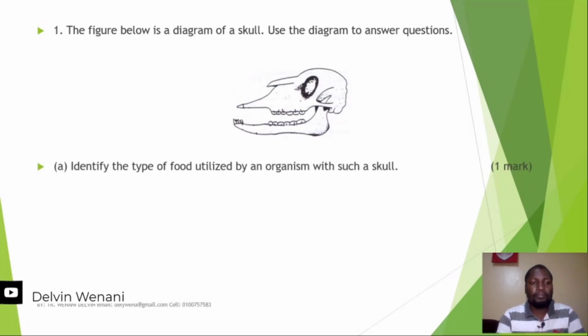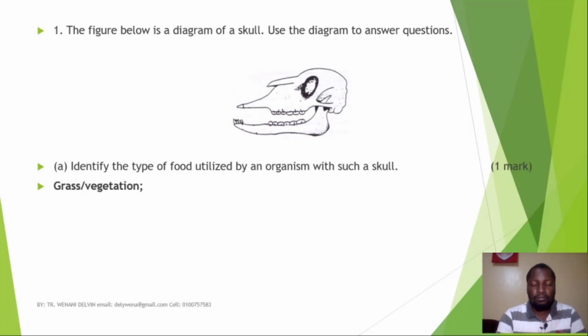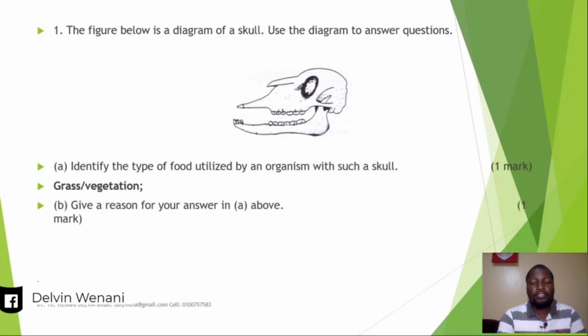The first question: identify the type of food utilized by an organism in such a skull. This one is only 1 mark. Now, we're going to give a reason later, but looking at the skull, it feeds on grass, vegetation. And the reason for this, they're asking, give a reason for your answer in A above.